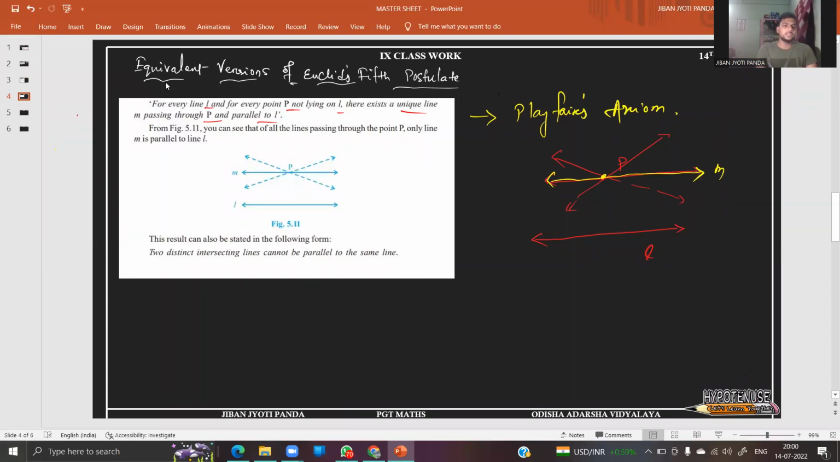In other words, we can say that distinct intersecting lines cannot be parallel to the same line. If two different lines are intersecting, there is no possibility that they will be parallel. How can they be parallel? If lines are parallel, they are not intersecting. If the lines are intersecting, they are not parallel. This is how Euclid's fifth postulate is defined and redefined by Playfair.